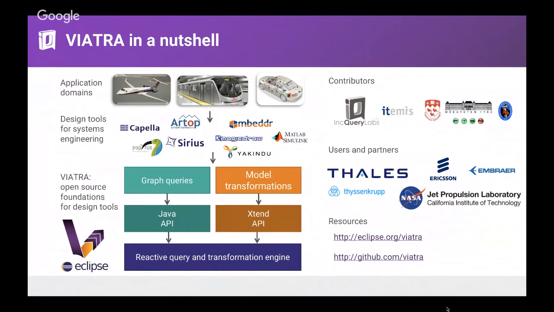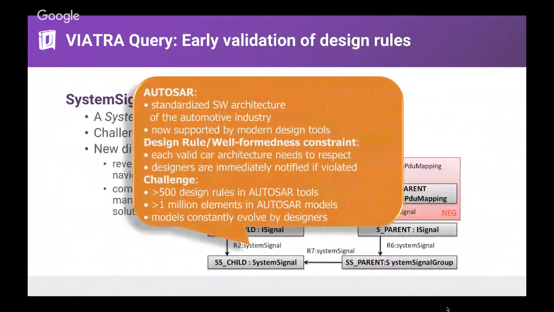So now, after this high-level overview, I'm going to go a little bit deeper to give you a better idea of what VIATRA is and what it is useful for. I'm going to start with VIATRA Query because this was, let's say, the first core functionality that was developed originally about 8 years ago. And this is the query engine, which is called VIATRA Query.